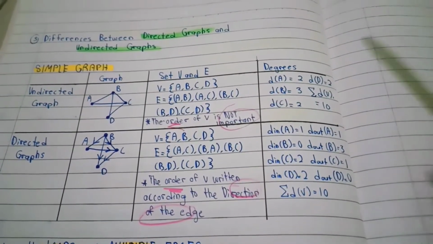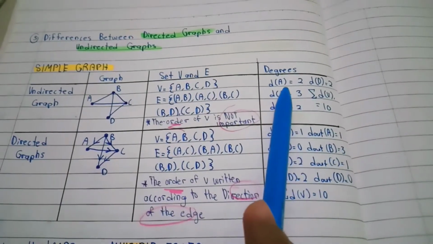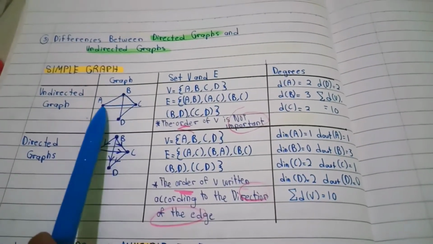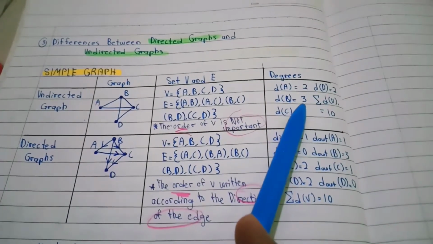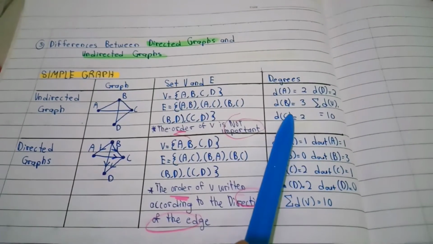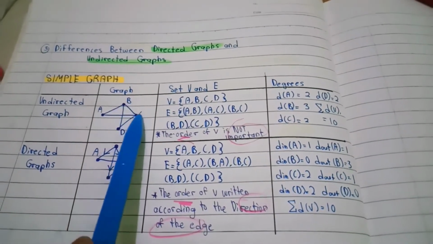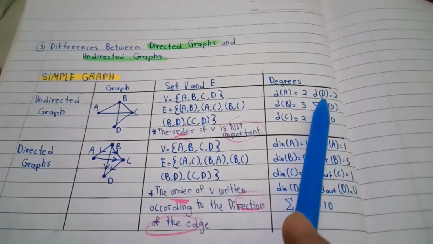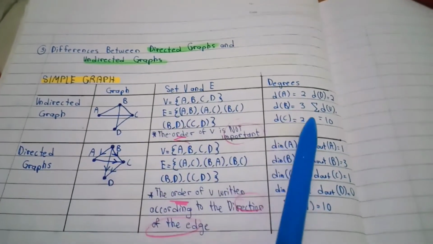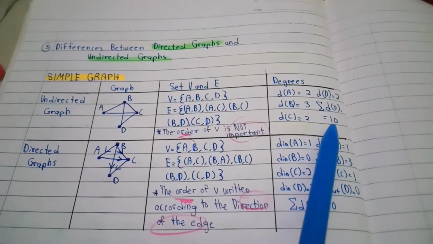Now let's look at the degree. The degree for A is 2. Degree for B is 3. Degree for C is 2. And degree for D is also 2. So the sum of degree is 10.